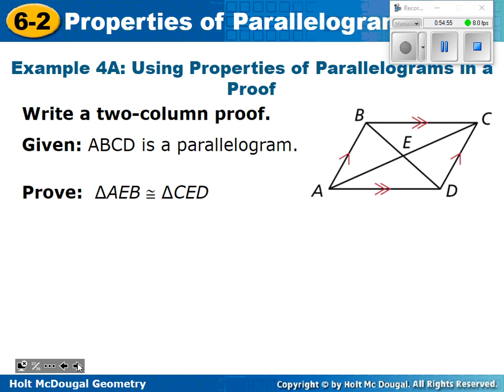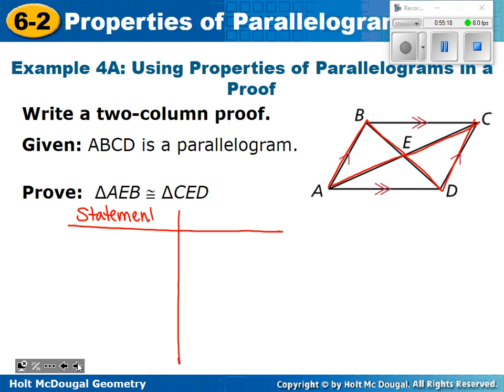Our goal is to prove which 2 triangles? AEB and C. All right, so we want the left and right triangles, right? So we're going to try to get some information about them that would lead us to one of these 5 ways, and then we can say the 2 triangles are congruent. So I've given you the statements and reasons box, right? Oh, this is fun. This proof is fun. There's a lot of ways we can do this, so let's just start with some ideas.